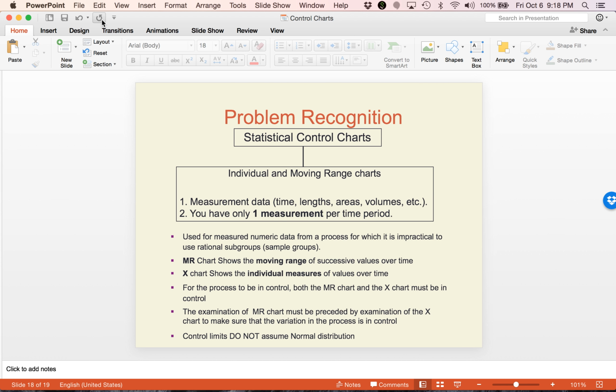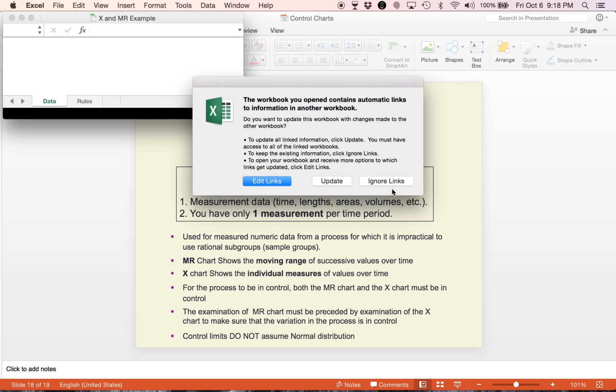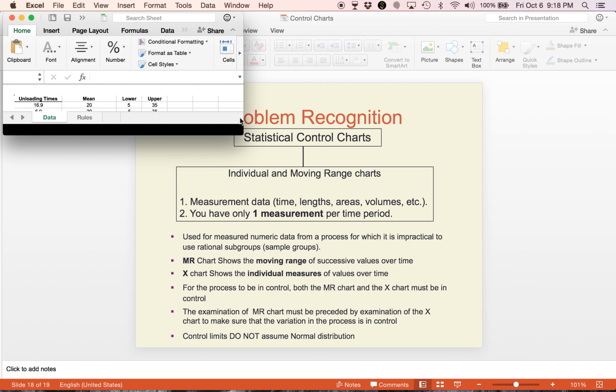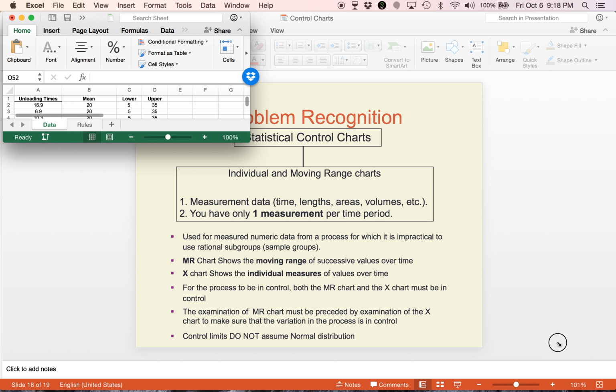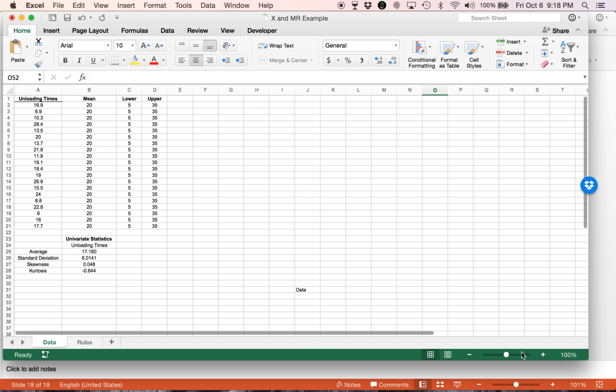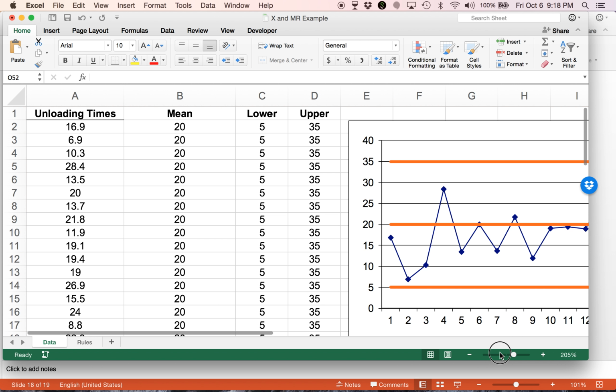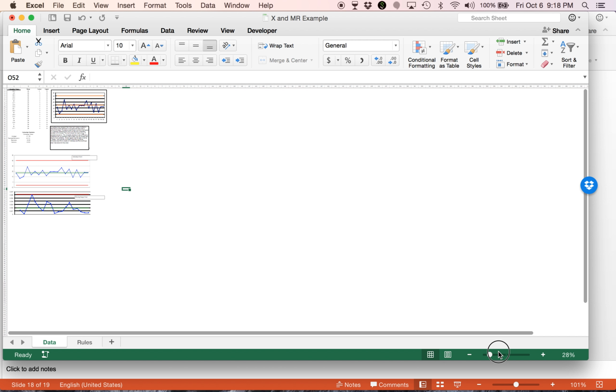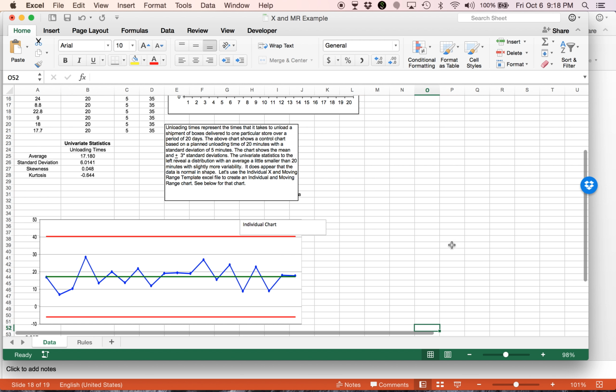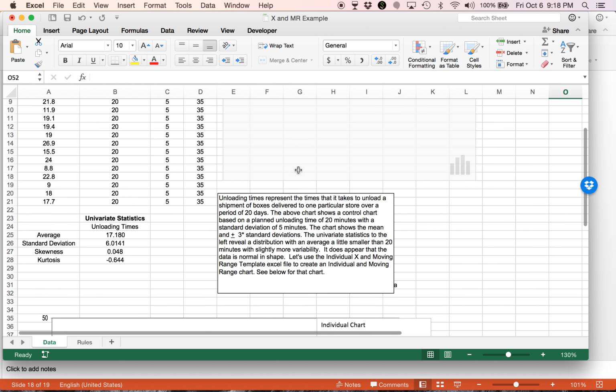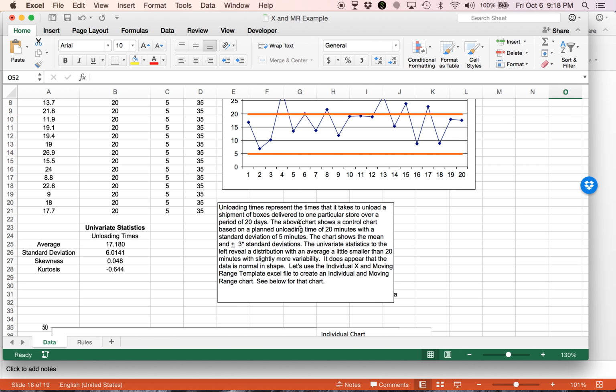And lastly, but not leastly, the individual range and move charts, or the X and MR. So opening up the X and MR example, okay, ignore those links. Looking at the data here, we have data that represents what? This is unloading time. So we're looking at the times it takes to unload some shipment boxes.